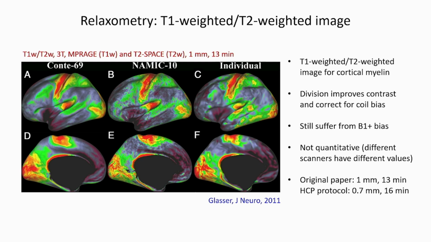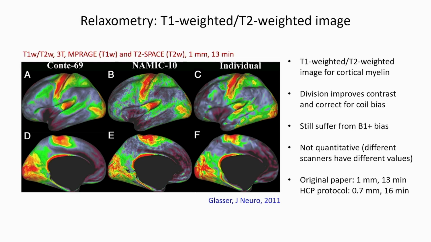A more important point is that you are canceling out the coil sensitivity biases that are present in both of these images. Because you are canceling them out, you are improving the artifacts from the coil sensitivity. But you still suffer from the B1 transmit biases that are inherent in the two images, and they are different between the two images. It is a bit difficult to correct for.